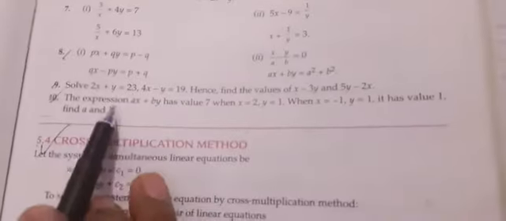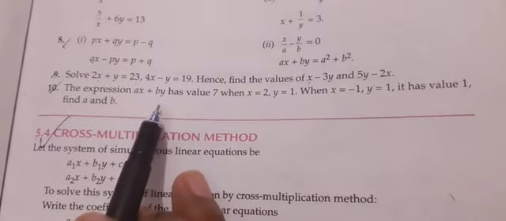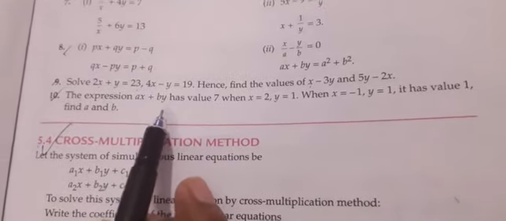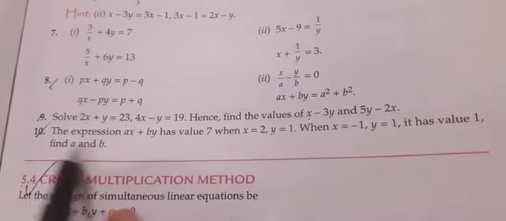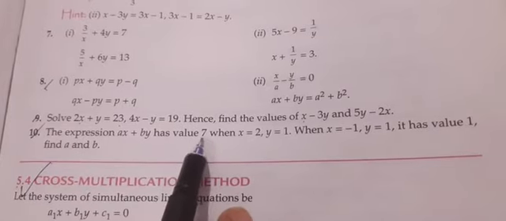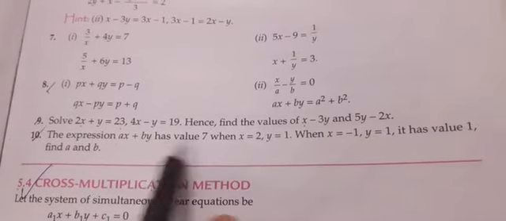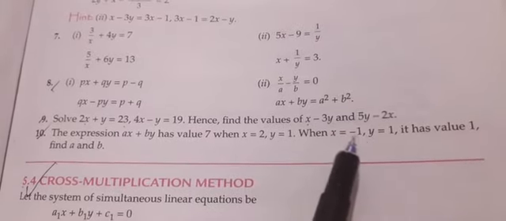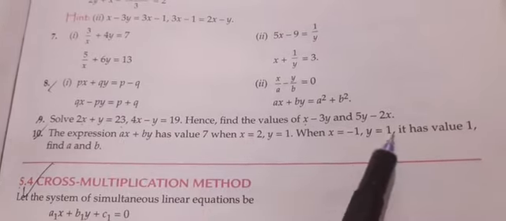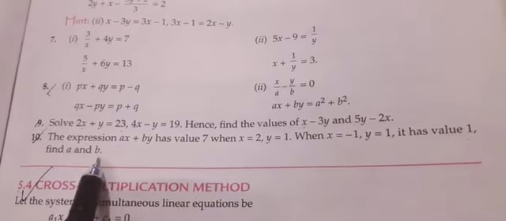Now the last question of your exercise, children. The expression ax plus by, try to understand. A twist in a question, you try to understand with the help of the statement only, nothing big but a twisted question, and a nice question for me. The expression ax plus by has value 7 when you put x is equal to 2 and y is equal to 1. You got it, children? And when you put x is equal to minus 1 and y is equal to 1, then it has value 1. Understood? Find a and b.